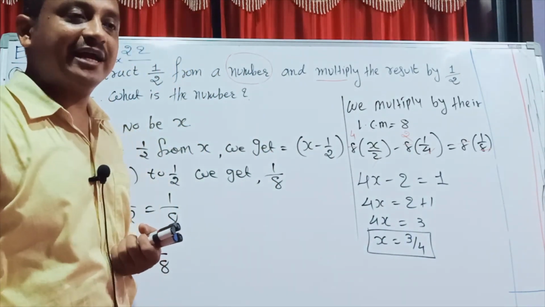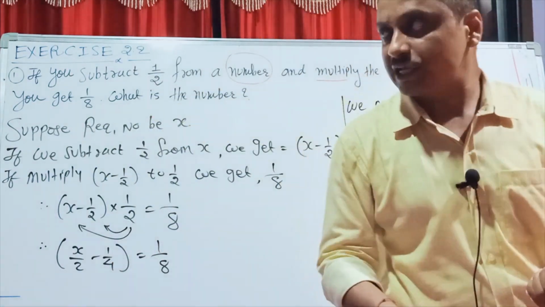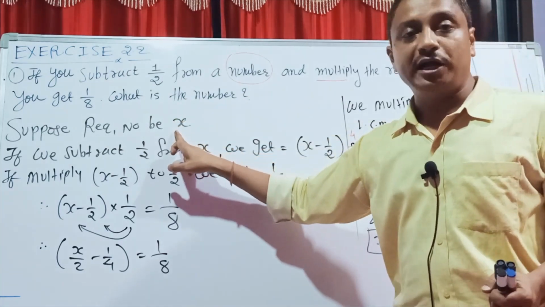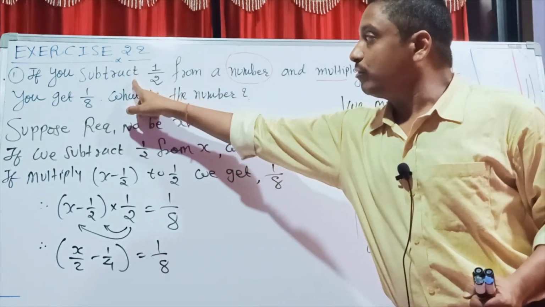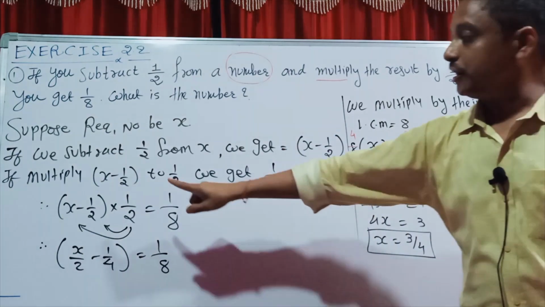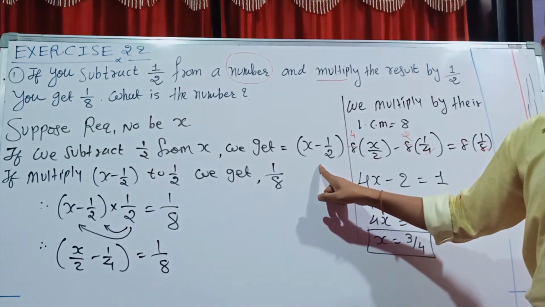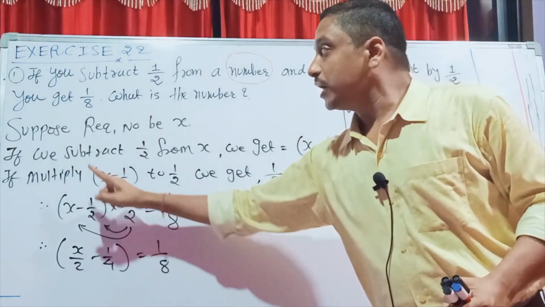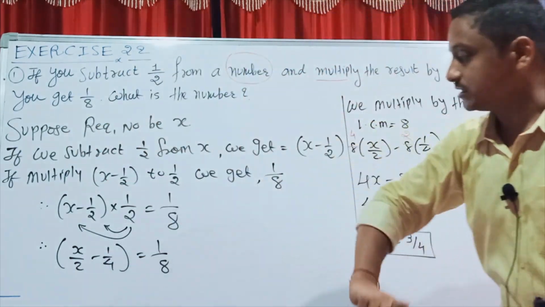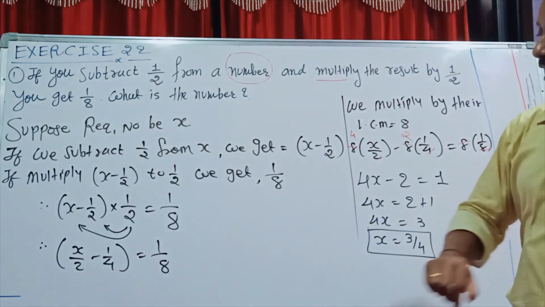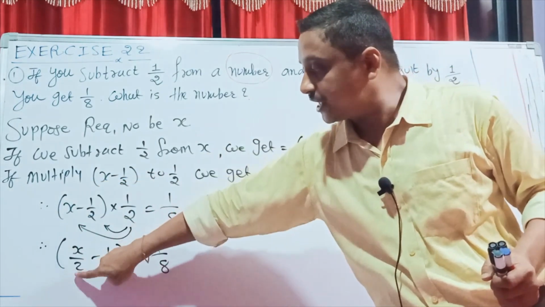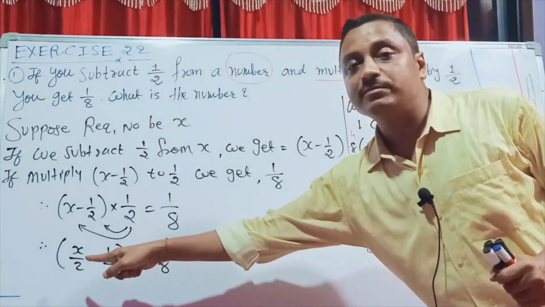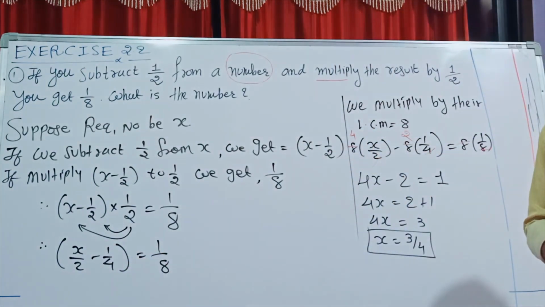Yes students, one more time I explain to you. It's a very easy process. Look at the question. From a number means I assume the required number is x. Subtract half from this number, so I write x minus half. And this number is multiplied by half, so it is multiply by 1 by 2, and we get 1 by 8, already given students. Now this half multiplies x one time and this half multiplies 1 by 2. So finally you get x by 2 minus 1 by 4 is equal to 1 by 8.